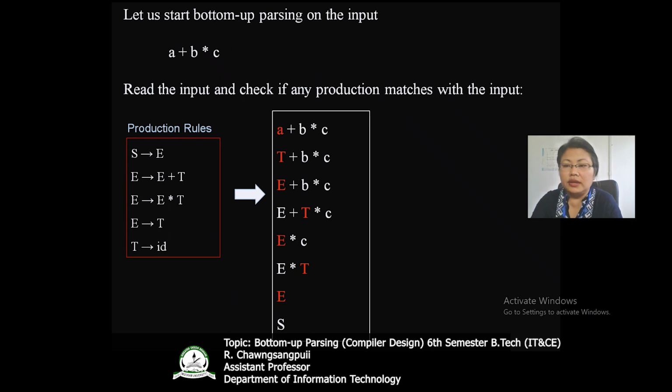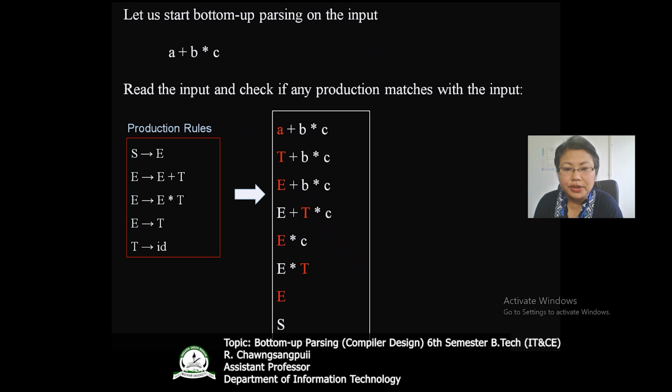Now we try to start bottom-up parsing on the input. Our input stream is A plus B into C. Now we read the input stream and check if any production matches with the input. The production rules which we are going to use are given inside the red box, and how the parsing is done on the input stream is given in the white box.